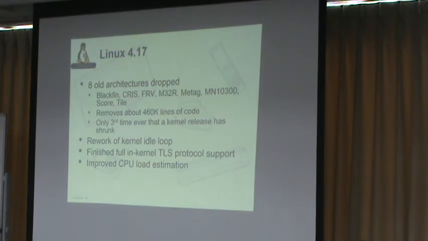Kernel idle loop was a big thing in helping with power management, use less power. The CPU load estimation is important in making interactive systems more responsive and less sluggish in the way it feels to the user. And that was the CPU load estimation.